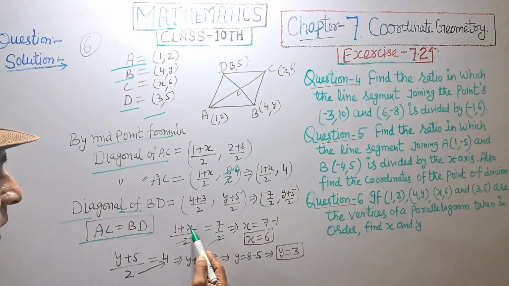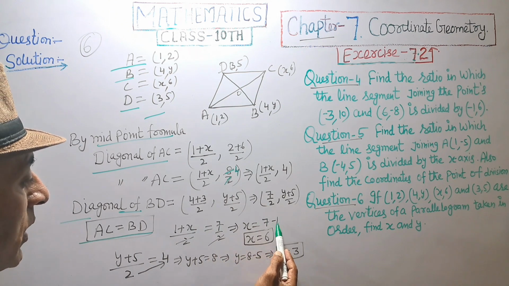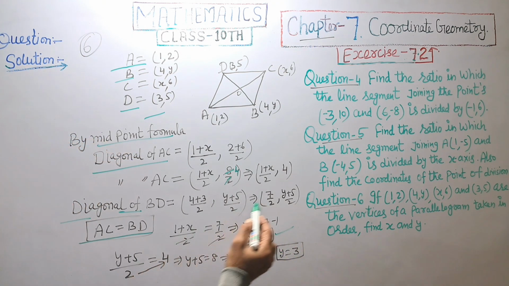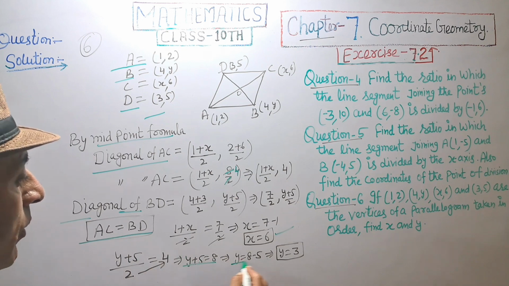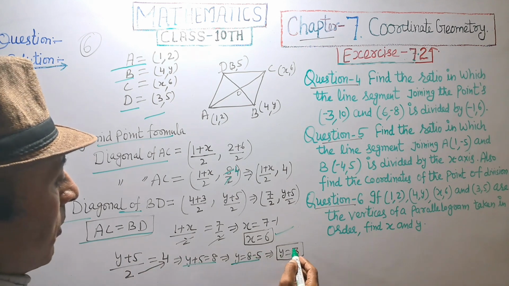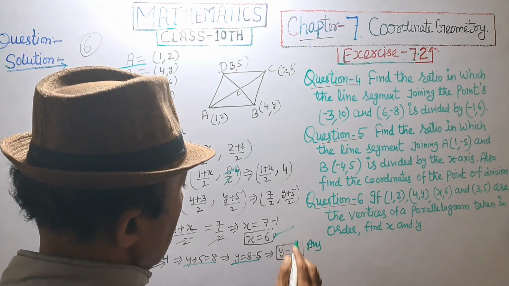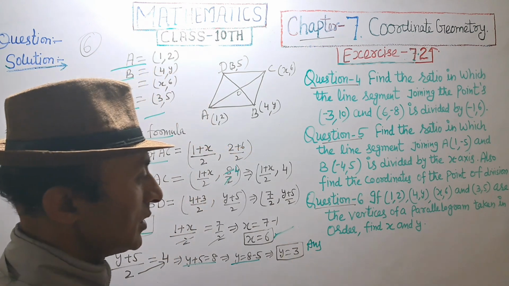2 is cancelled, but x is equal to 7 minus 1, that is equal to 6. X is equal to 6, and y plus 5 upon 2 is equal to 4, means 4 2s are 8, y plus 5 is equal to 8, and y is equal to 8 minus 5, then y is equal to 3, answer, and x equal to 6, answer.